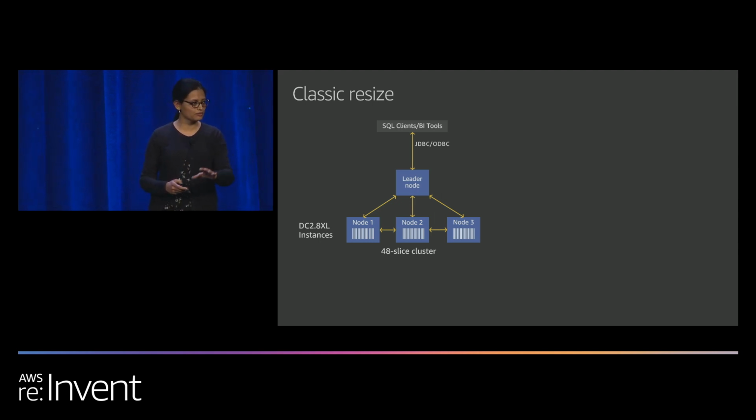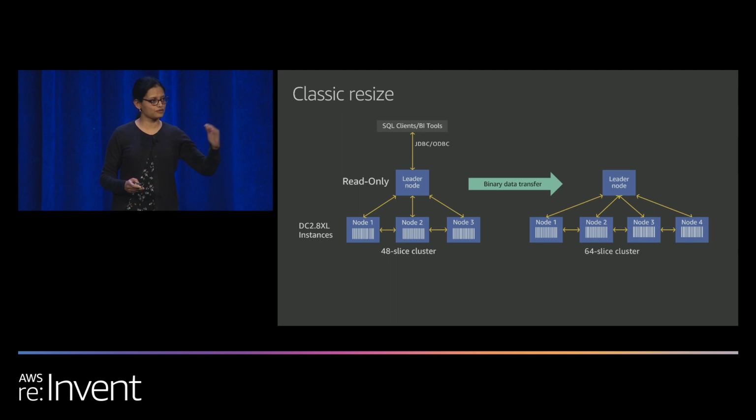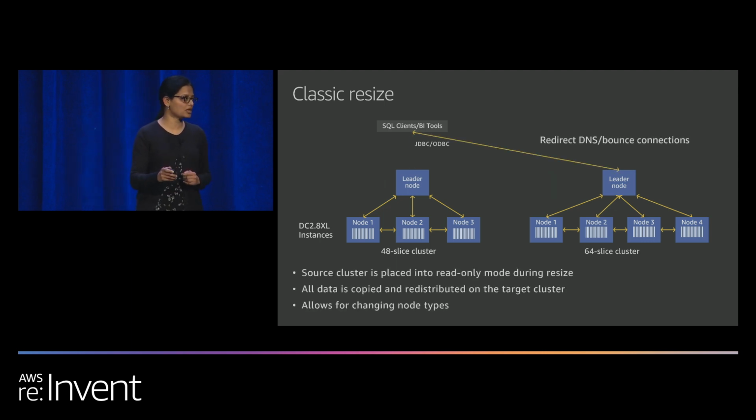DC2 8XL, 3 compute nodes. Each of the compute nodes has 16 slices. When you instantiate a classic resize, an entirely new cluster is spun up. The primary cluster goes into read-only. The data is then transferred from the old to the new. That data is redistributed across the compute nodes and across the slices. And then the DNS is changed, and it's pointing to the new compute node. So with classic resize, we started off with 3 compute nodes, 48 slices, and we ended up resizing up to 4 DC2 8XL, so the total number of slices is 64.